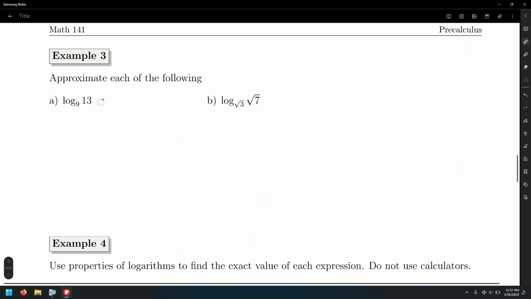So that's log over log. So the argument in the numerator is going to be the original argument, which is 13, and the argument in the denominator is going to be the old base. Okay? Let's see what we get.